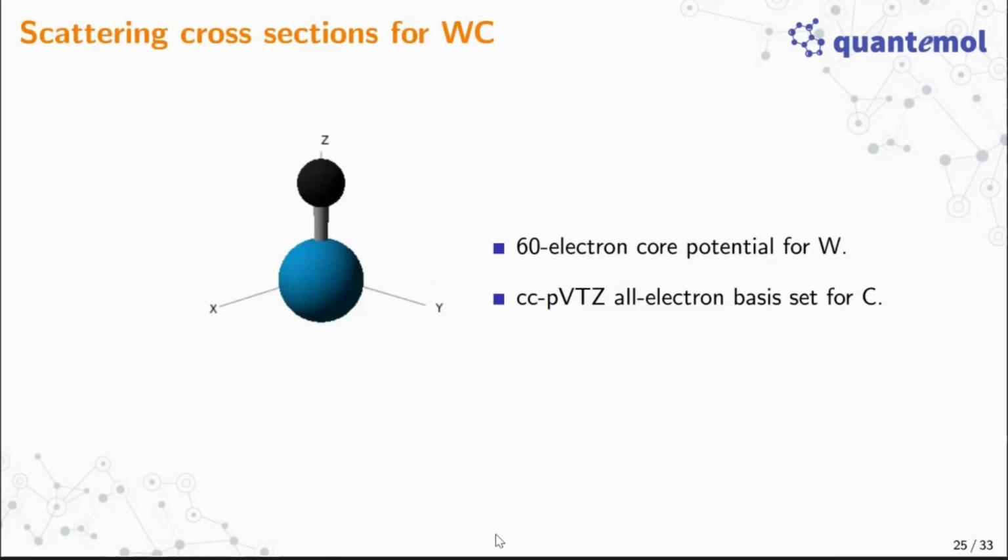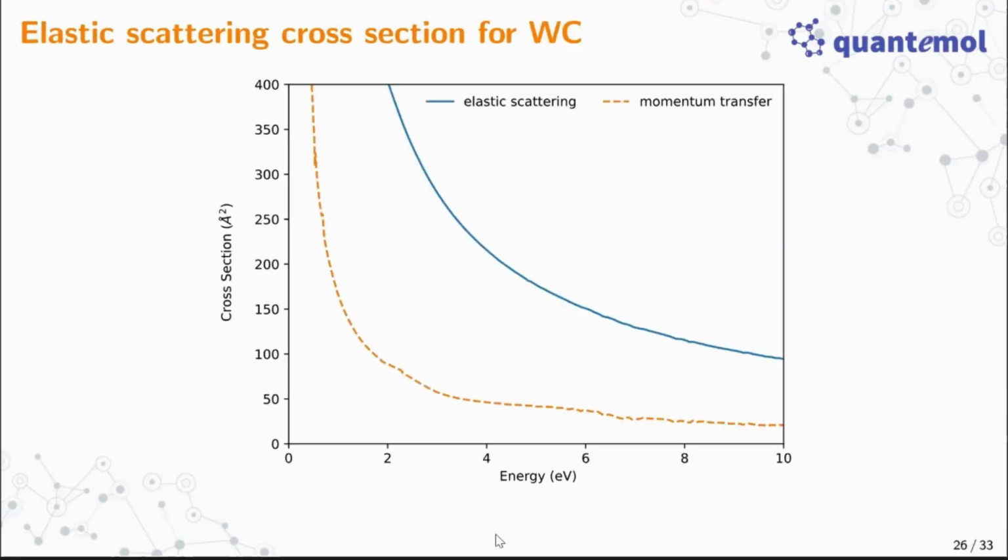So then we moved on to tungsten-based systems. Tungsten carbide was a system I took as an initial test case. For this system, you can take a 60 electron core potential for tungsten. I chose an all-electron basis set for the carbon, so this becomes a 20 electron problem. And calculated the cross sections again.